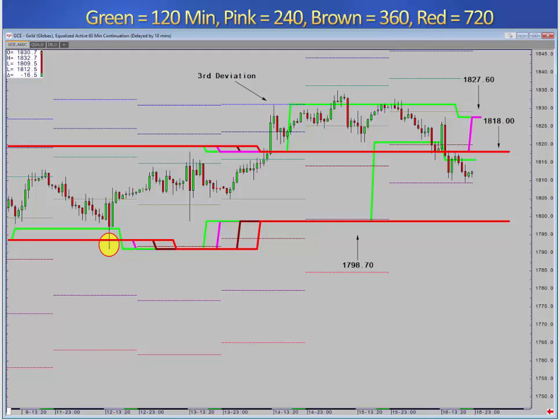Short-term chart on gold, see the breakout Wednesday, but stopped to the tick at the third deviation. And then we've gone back below the breakout point at 18.18, which is now a resistance point. And we have a lower resistance point, or it's dropped, and is now at 1827.6. Key support is 1798.7.